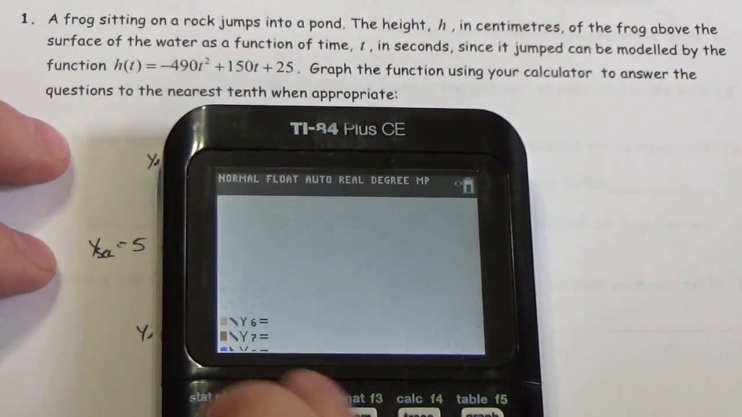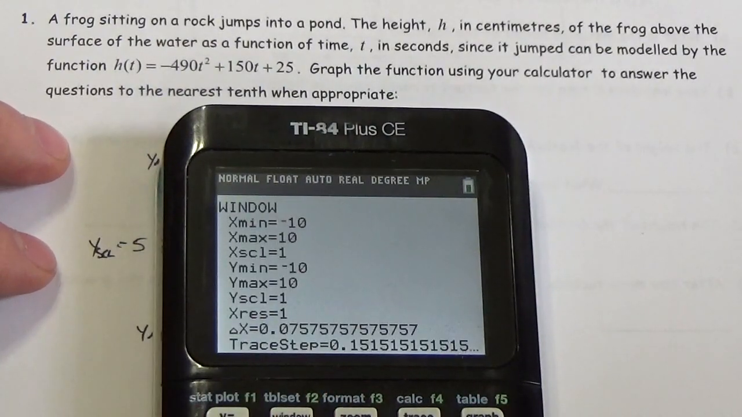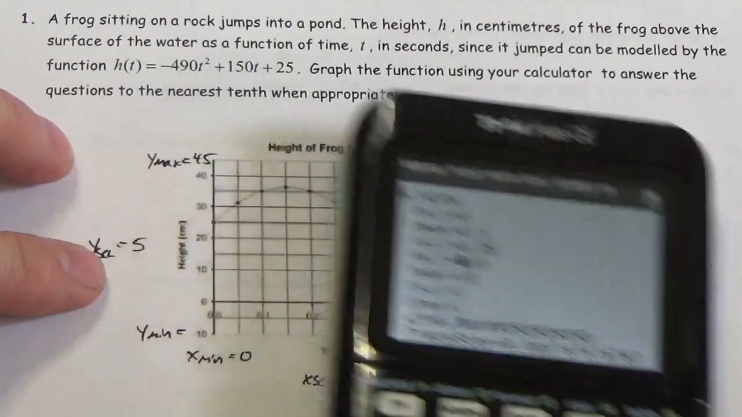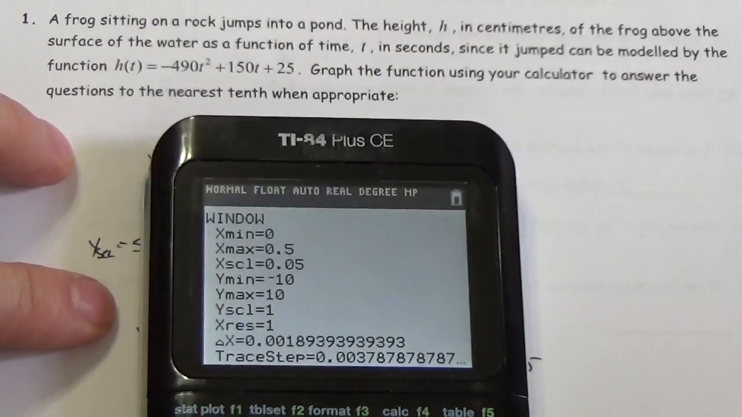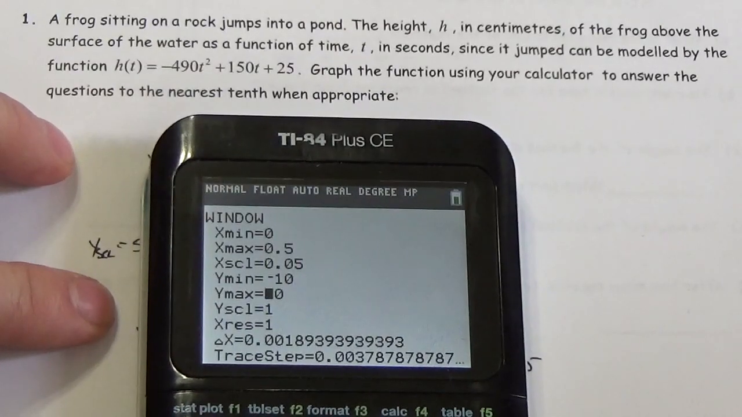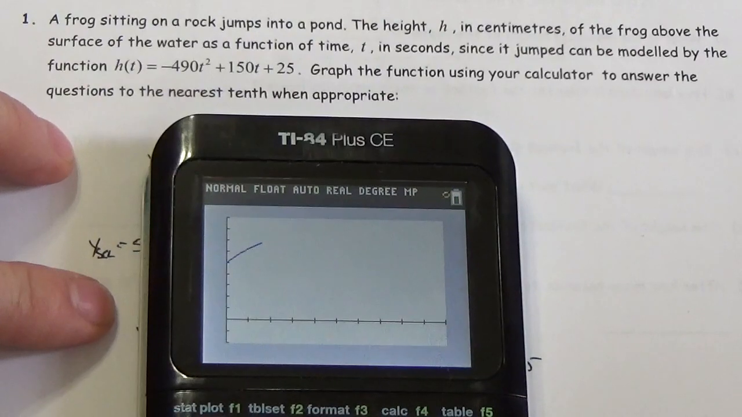And now I'll adjust my window settings right away here. So it should be 0 up to 0.5. And this was going up by 0.05. My y min was -10. I believe that's okay. My y max was 45, I think, and I think it was going up by 5s. Now let's graph. That should be, yeah, that looks perfect. That looks wonderful.